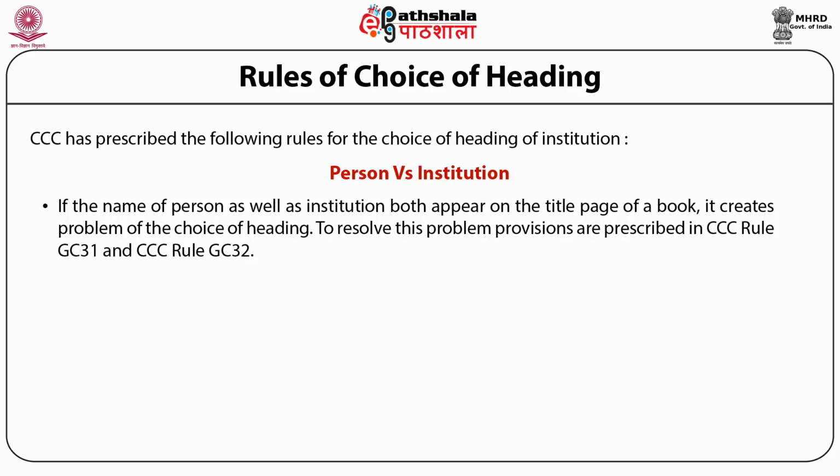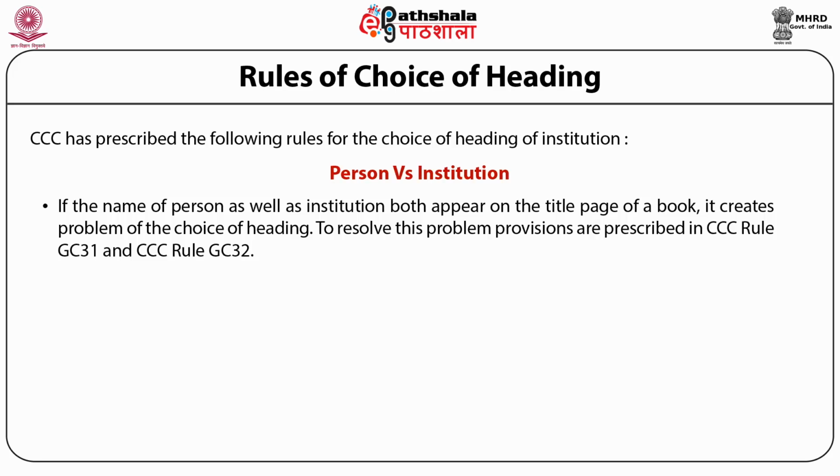CCC rule GC31 prescribes that the work in the document is of corporate authorship if it is of a deliberative, legislative, directive, administrative, or routine character limited by the purpose or function or outlook of the corporate body. The mere fact that a document is published, financed, aided, approved, sponsored, or authorized by a corporate body is not sufficient reason to deem the work in it to be of corporate authorship and not of personal authorship.